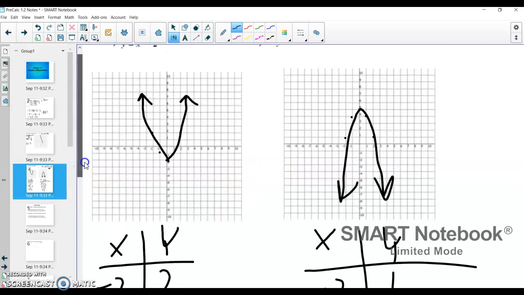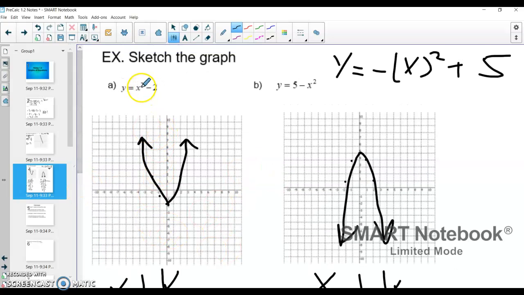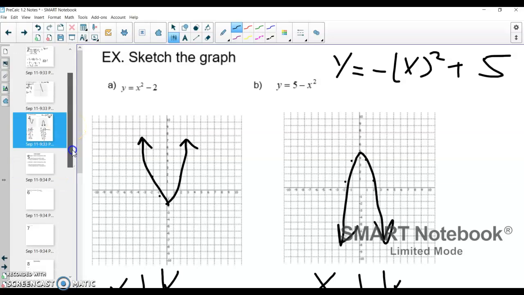And what's happening there, why those two are flipped, is because right here we have a positive x squared. Here we have a negative x squared. That negative x squared is going to flip it. That'll be talked about again in future lessons when we talk about how we can transform graphs.